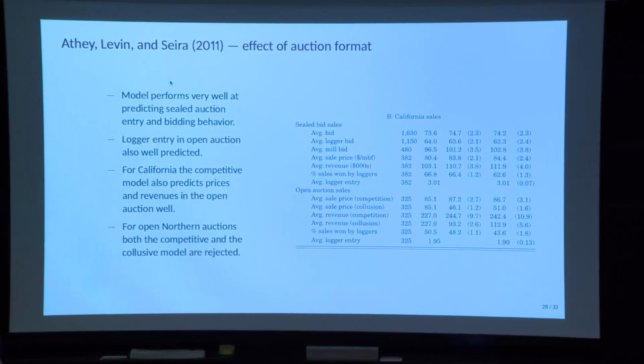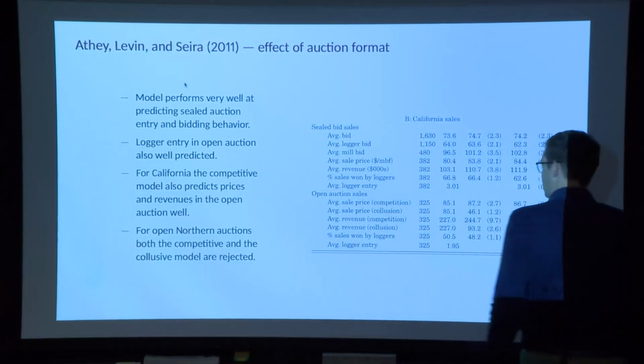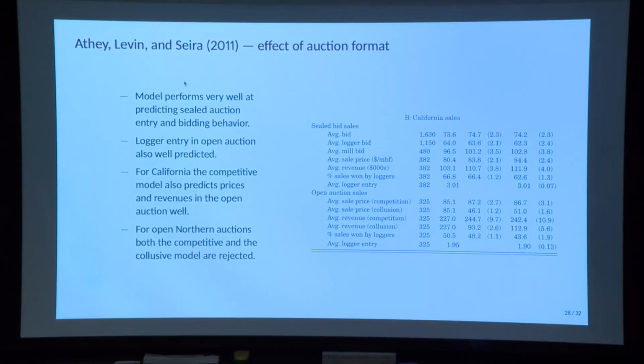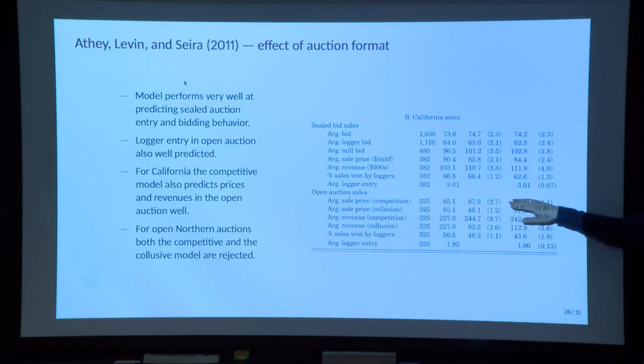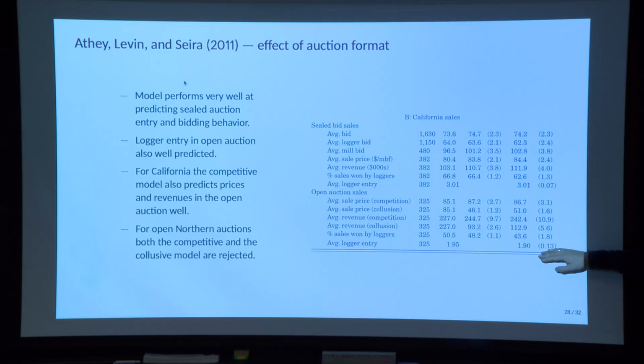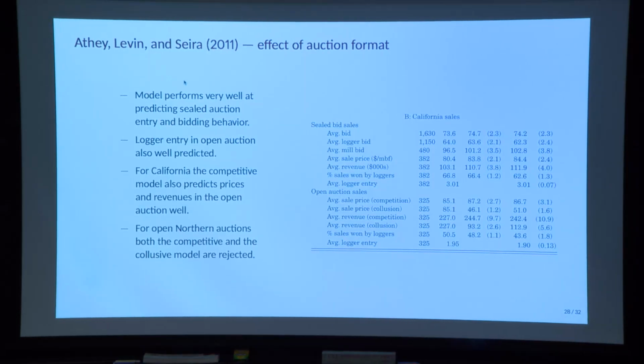So let me actually stick to this slide for a second. For the open auction format, and this I find sort of amazing, they also predict, at least for the case of California, the average sales price and entry very, very closely. Okay, so again, I haven't seen this done in many papers. This is a pretty strong test of the model, that you take it to a different setting and then see how well it performs there, right?